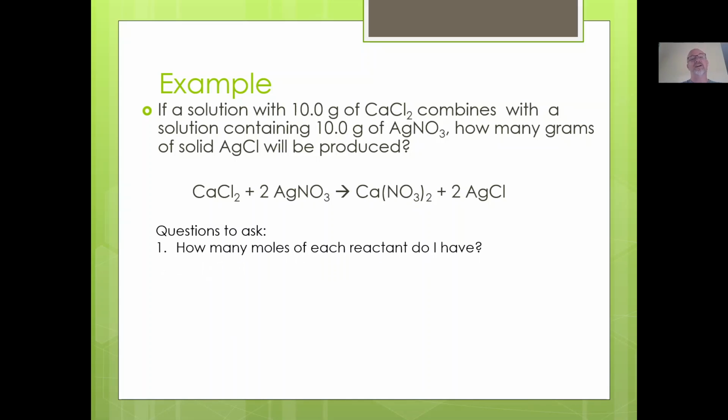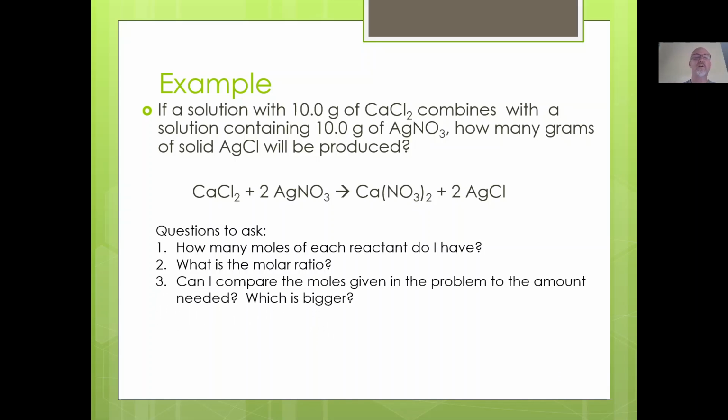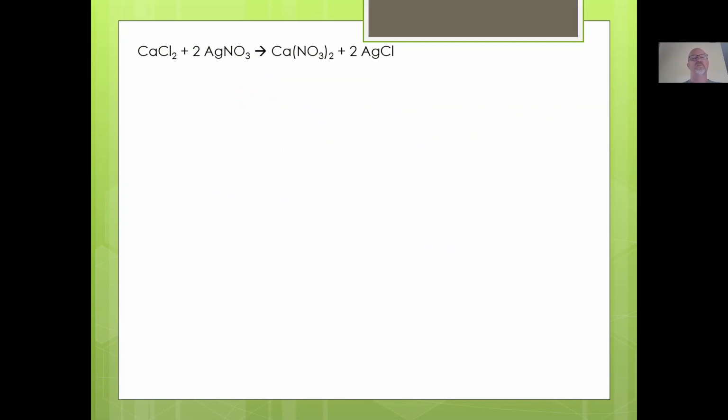So first of all, how many moles? I have grams. I need to convert to moles. But it's not just enough. I also have to look at what's the molar ratio of those 2 reactants. And finally, can I compare the moles that are given for each of them with the amount needed? So if I figure out the moles of calcium chloride, and I say, well, how many moles of silver nitrate do I need to use all that up? And then the question becomes, well, do I have that? Do I have more than that? Do I have less than that? So let's do the math.